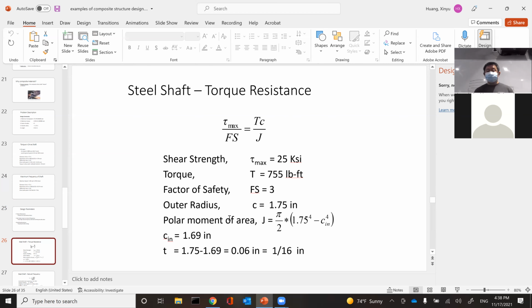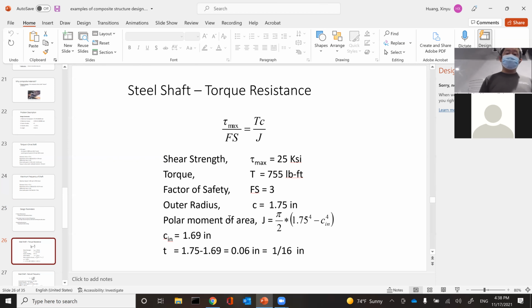The thickness necessary is 1/16 inch. So it's pretty thin, if you think about it. The shaft OD is 1.75, 1/16 inch thick. 1/16 inch thick is only a little bit over 1 millimeter, 1.5 millimeter, and that's enough to carry the torque with the factor of safety 3.